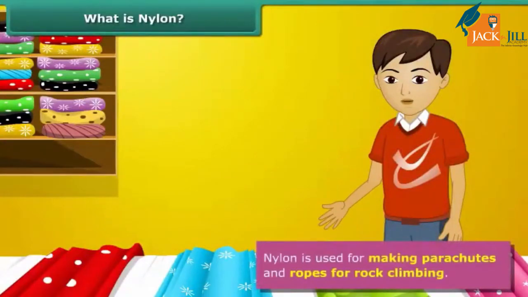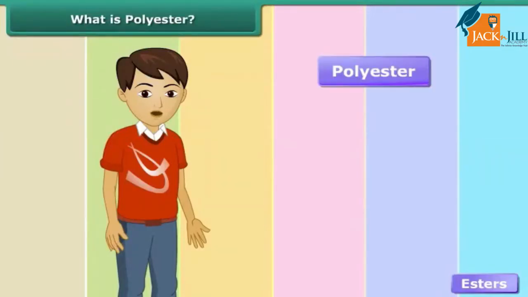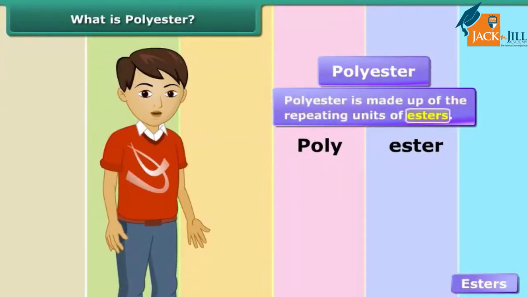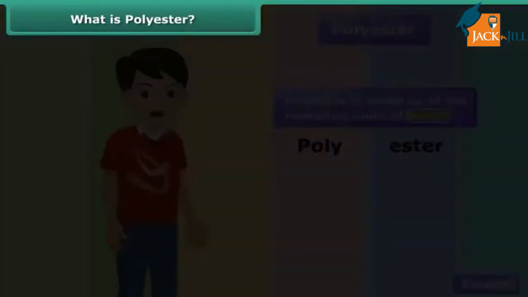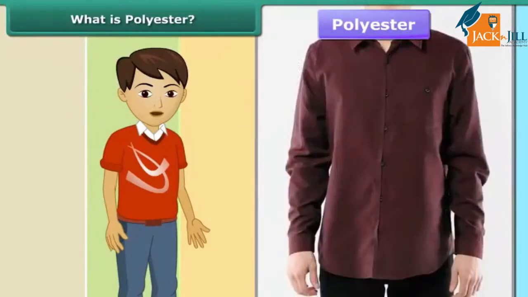Can you guess which fiber is used for making parachutes and ropes for rock climbing? Yes, it is nylon fiber, since it is stronger than even a steel wire. Can you guess just by hearing the word polyester, what it is made up of? As the word polyester comes from words poly and ester, it is clear that it is made up of repeating units of esters. You must have seen people wearing nice polyester shirts and other dresses. Fabrics made of this fiber do not get wrinkled easily, remain crisp, and are easy to wash.